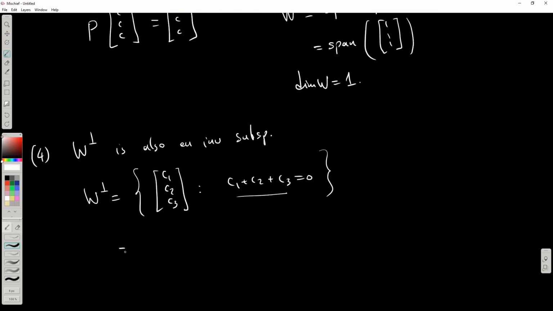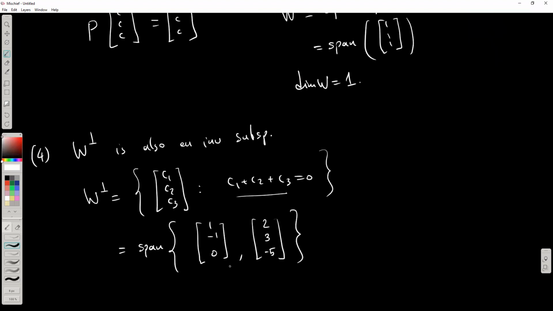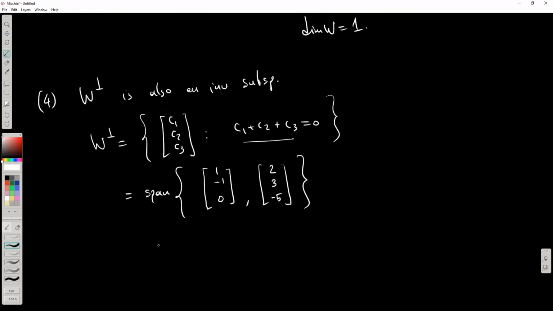Okay. So you can think of this as the linear span of, just take two vectors that satisfy this condition. So it can be something like that, right? It can be a complicated vector as well, like 2, 3, minus 5 in here. It doesn't matter. As long as these two vectors are linearly independent, it's kind of obvious that their linear span is two-dimensional. And so as a result, it's a two-dimensional subspace. So that's something that we can write down.